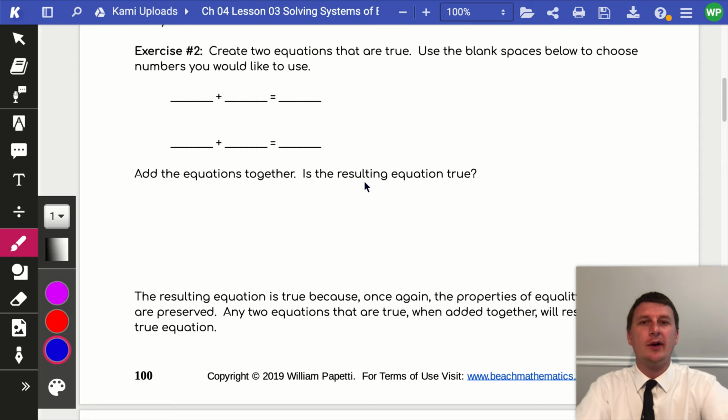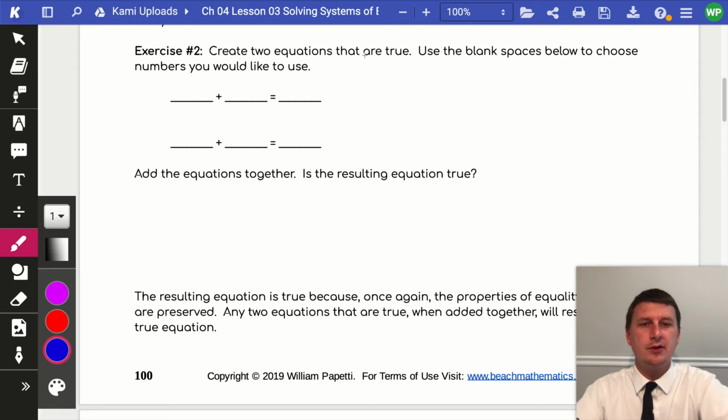And in this video, we're going to continue on our lesson on solving systems of equations by elimination. Now, we saw something kind of cool in exercise number 1 where you could take an equation and multiply it by any number. And if you multiply all parts of that equation by the same number, it results in an equation that's true.